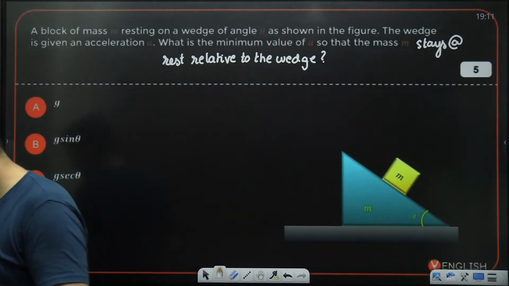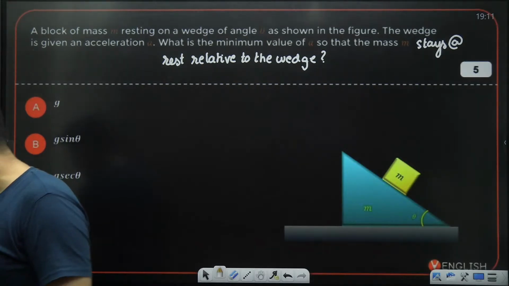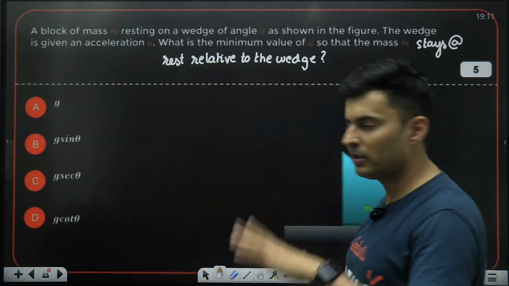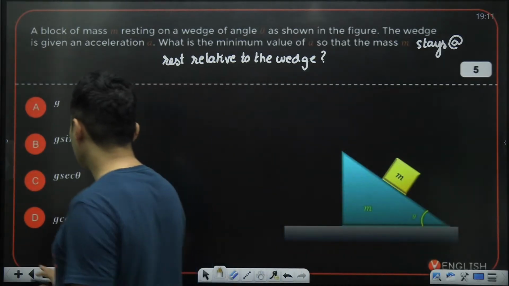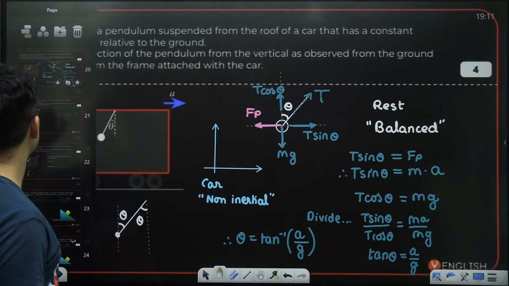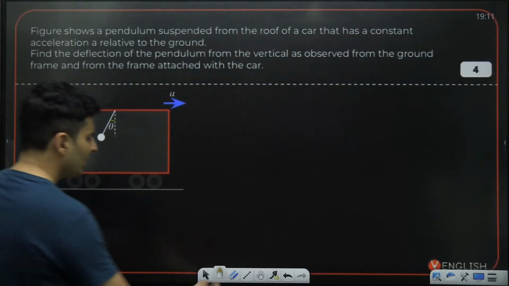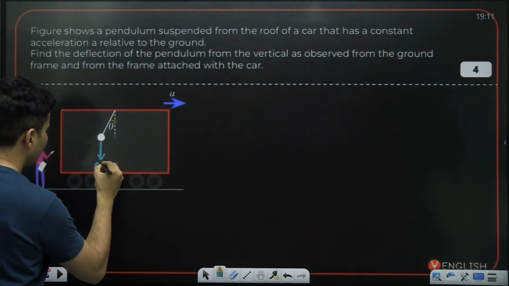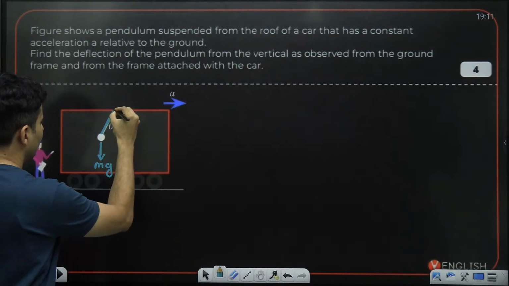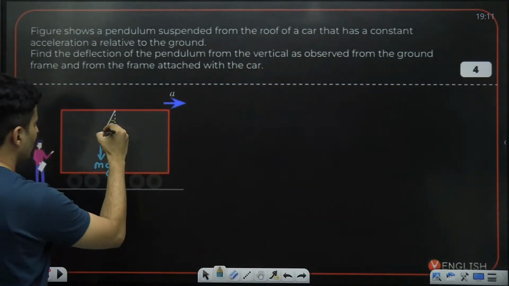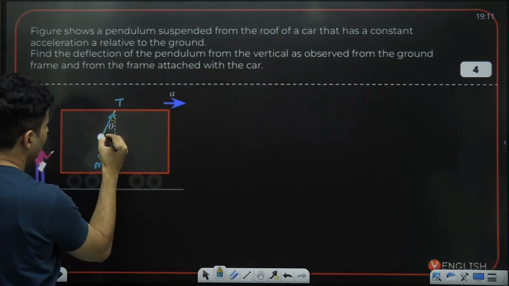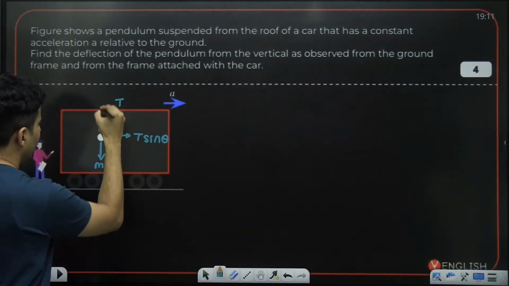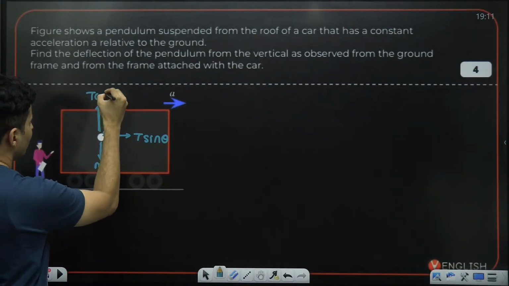Sir, another method without pseudo force? Okay, I'll show you another method also without pseudo force for the previous one if you want. It's not that difficult. See, if you just take the ground observer, then there is only mg force which is there, and then there is tension force. But that tension also, I can split up as two components, T sine theta and T cos theta.